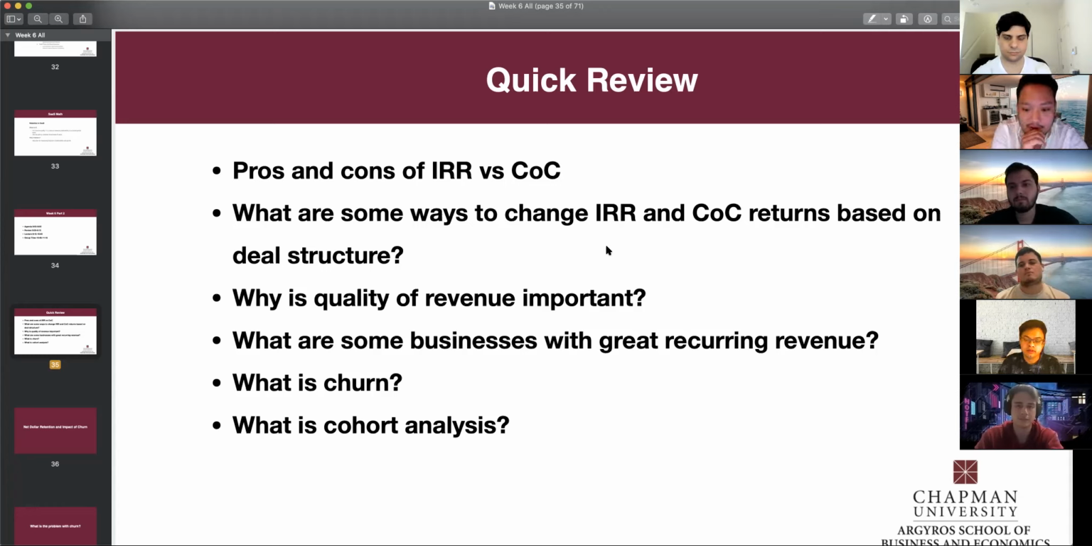What are some businesses with great recurring revenue? Like Netflix, rent. Yes, thank you, Enrique. And then churn. What is churn? It's the rate at which you're losing customers. And then cohort analysis.